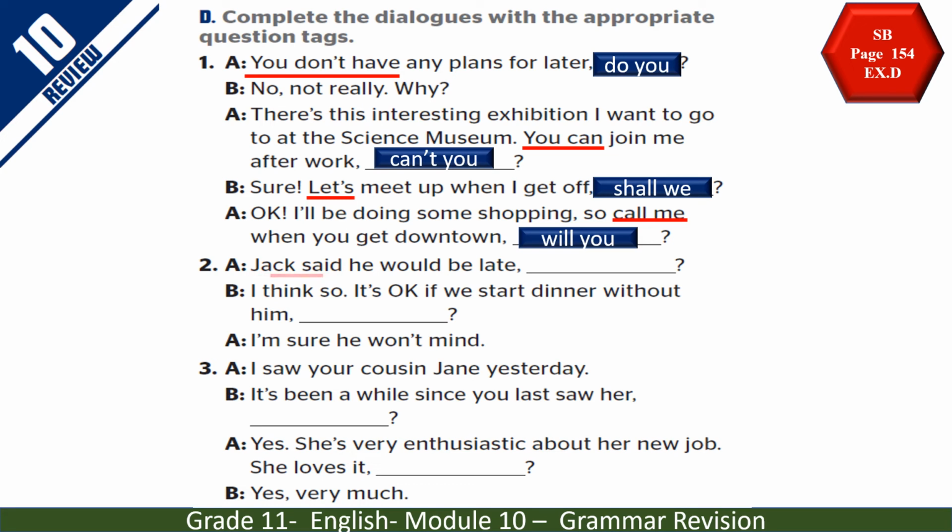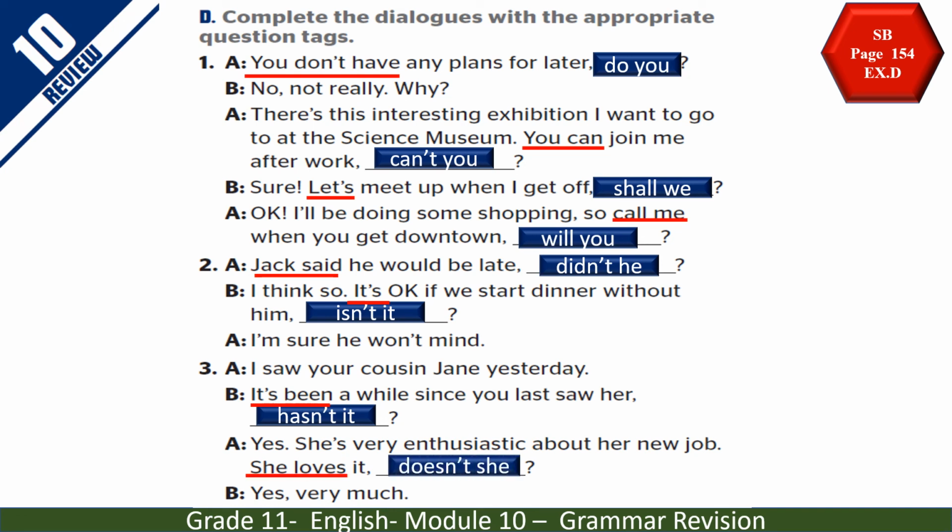Jack said he would be late. So we have Jack said here. The question tag is didn't he? Here we have it's, and the question tag isn't it? The statement here says it's been, it means it has been. So the question tag, hasn't it? And the last one, she loves it. So the question tag is, doesn't she?